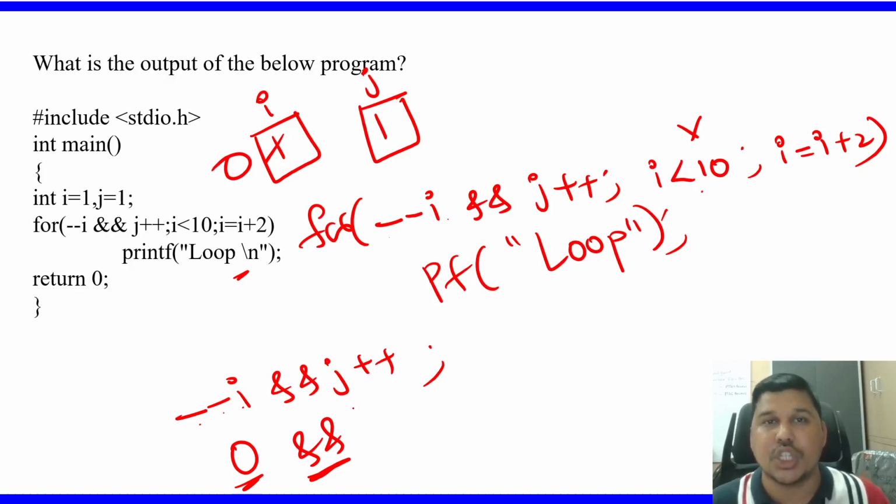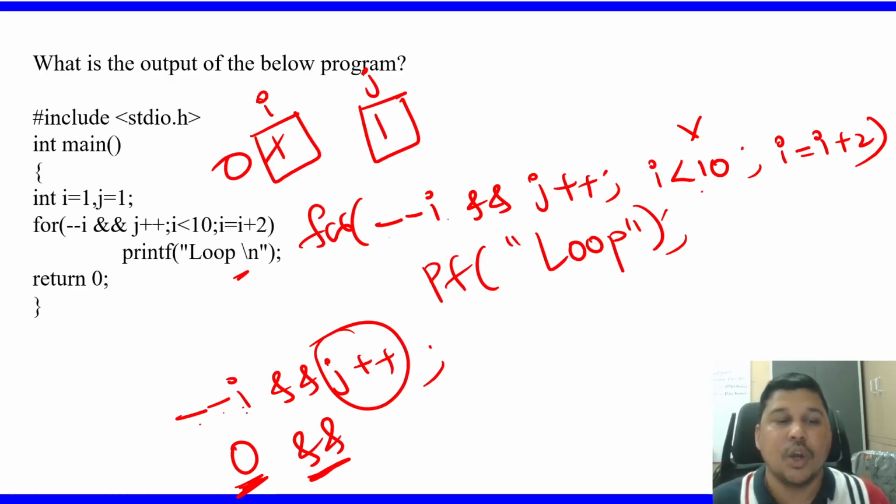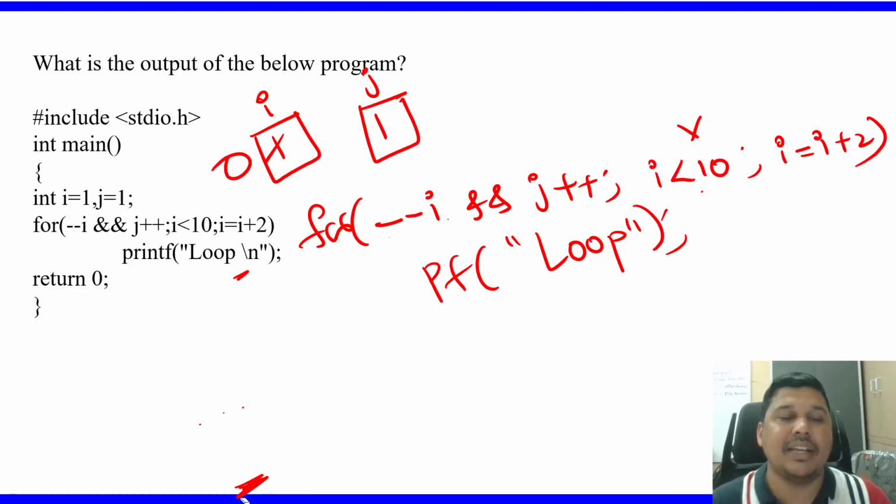if one value is 0 or false, the compiler will not execute the remaining part. Why? Because if one value is false in an AND operator, whatever the remaining part is, the answer will be false only. So only --i will be executed, and i value becomes 0. Then j++ will not be executed. That is again a one-time activity, so because of that statement, i value becomes 0.